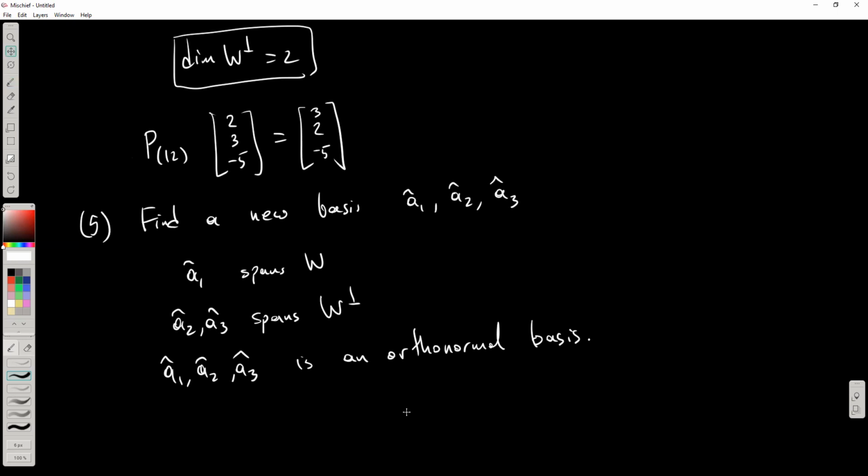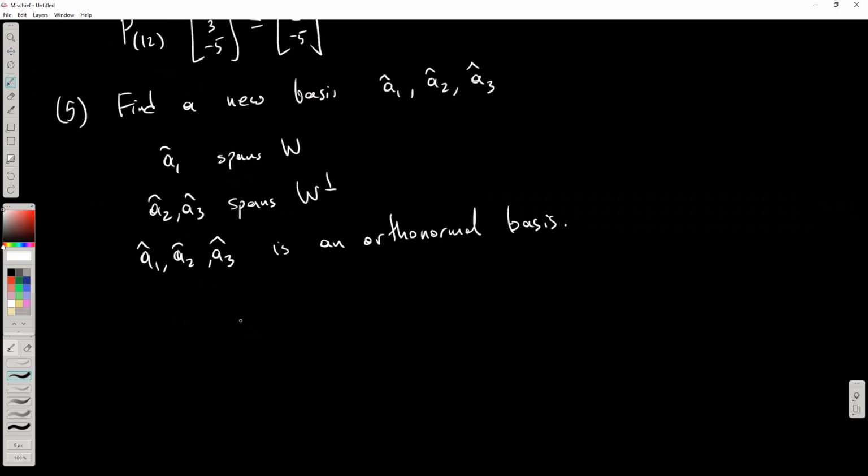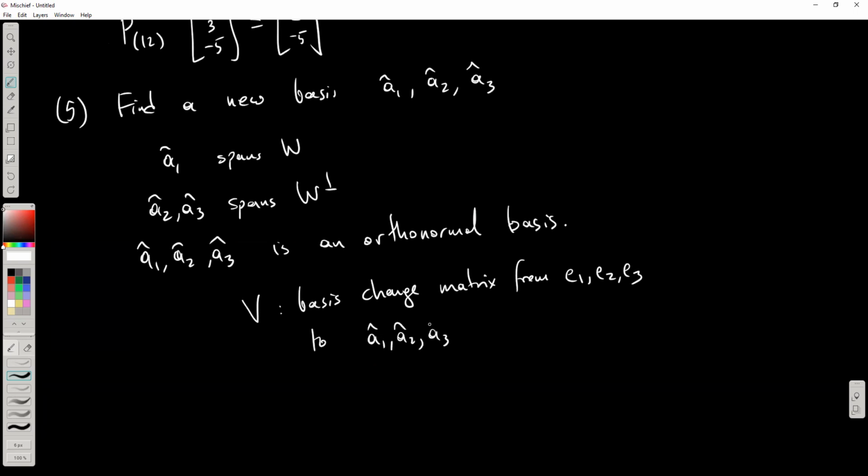What's the advantage in here? So in that case, let's say V, the basis change matrix from the standard basis to A1, A2, A3, is a unitary matrix.